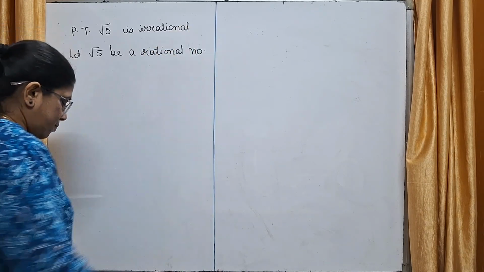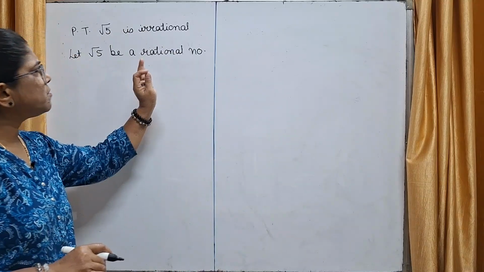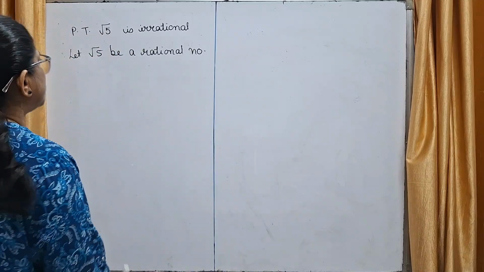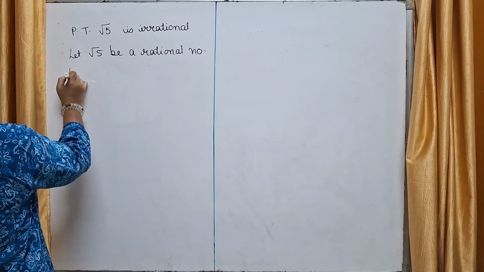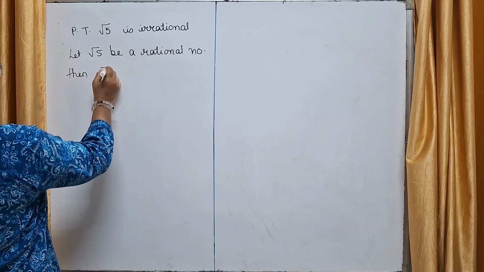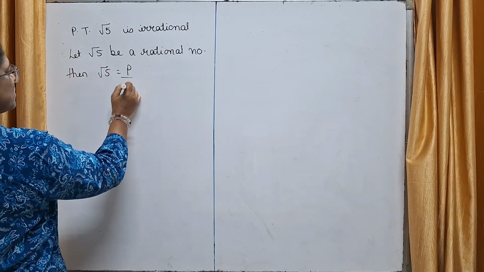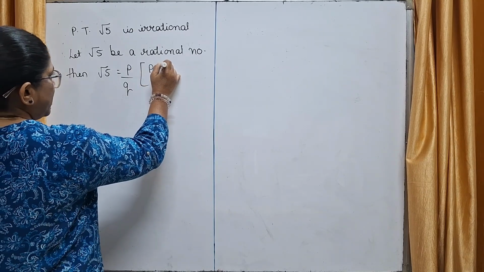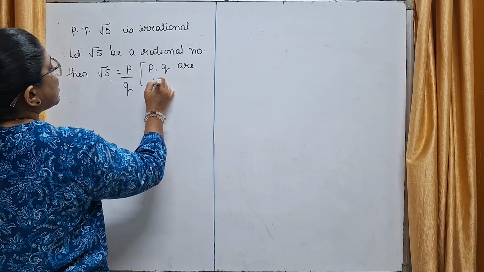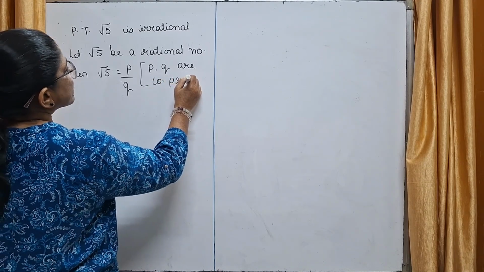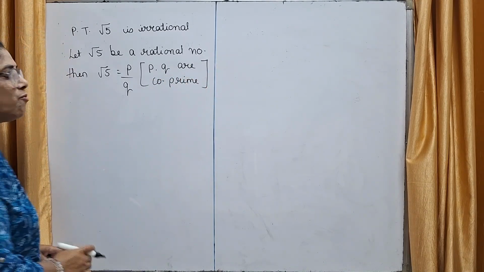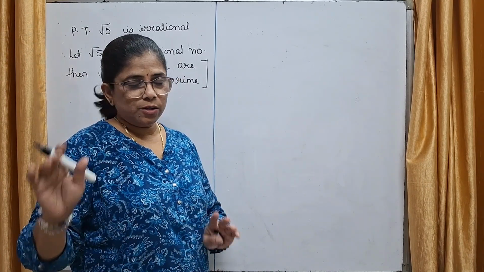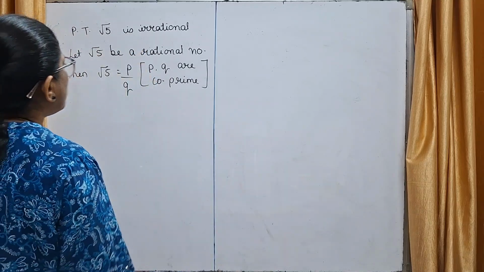rational number. Now, if root 5 is a rational number, how we express rational numbers? In the form of P upon Q. So, if root 5 is a rational number, then root 5 is expressed in the form of P upon Q, where P and Q are co-prime. Co-prime means they don't have any common factor among them. We cannot divide P and Q by any other factor other than 1. 1 is common factor of all the numbers.